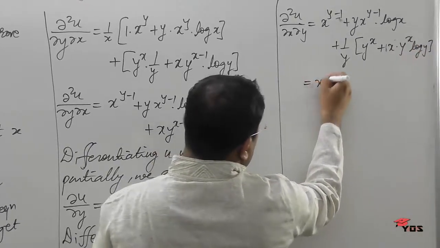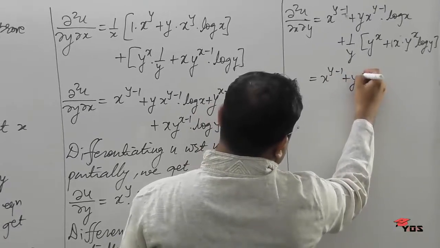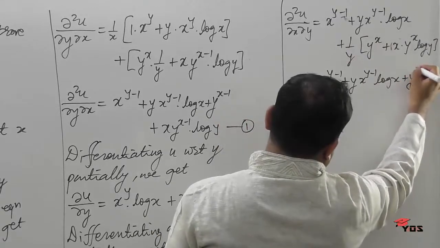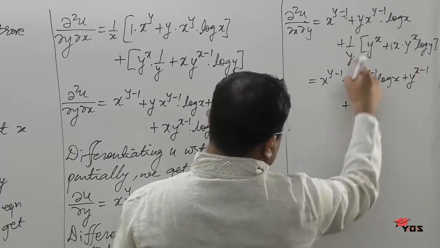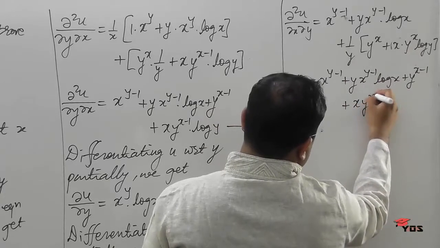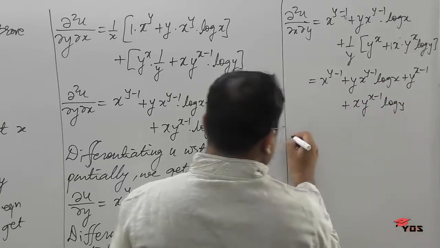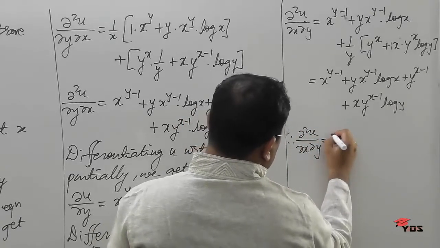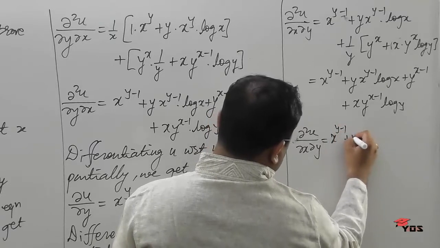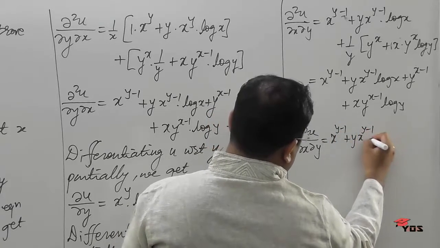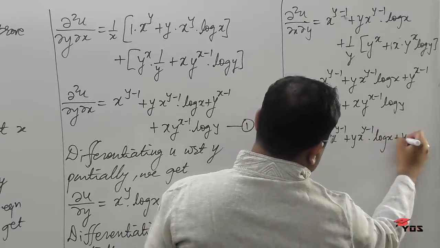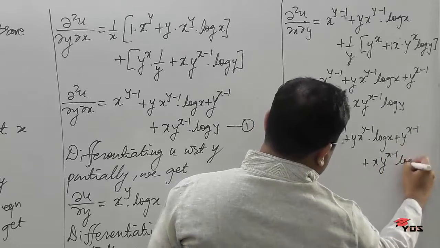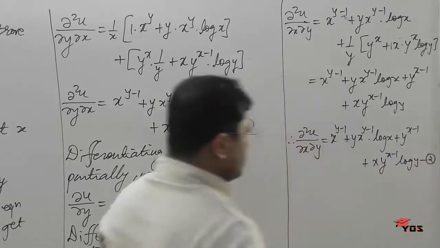So if we simplify this, we get x raised to y minus 1 plus y into x raised to y minus 1 into log x. This term is going to be plus y raised to x minus 1 and plus this term is going to be x y raised to x minus 1 into log y. So we got ∂²u/∂x∂y is equal to x raised to y minus 1 plus y into x raised to y minus 1 log x plus y raised to x minus 1 plus x y raised to x minus 1 into log y. So let us consider this equation 2.